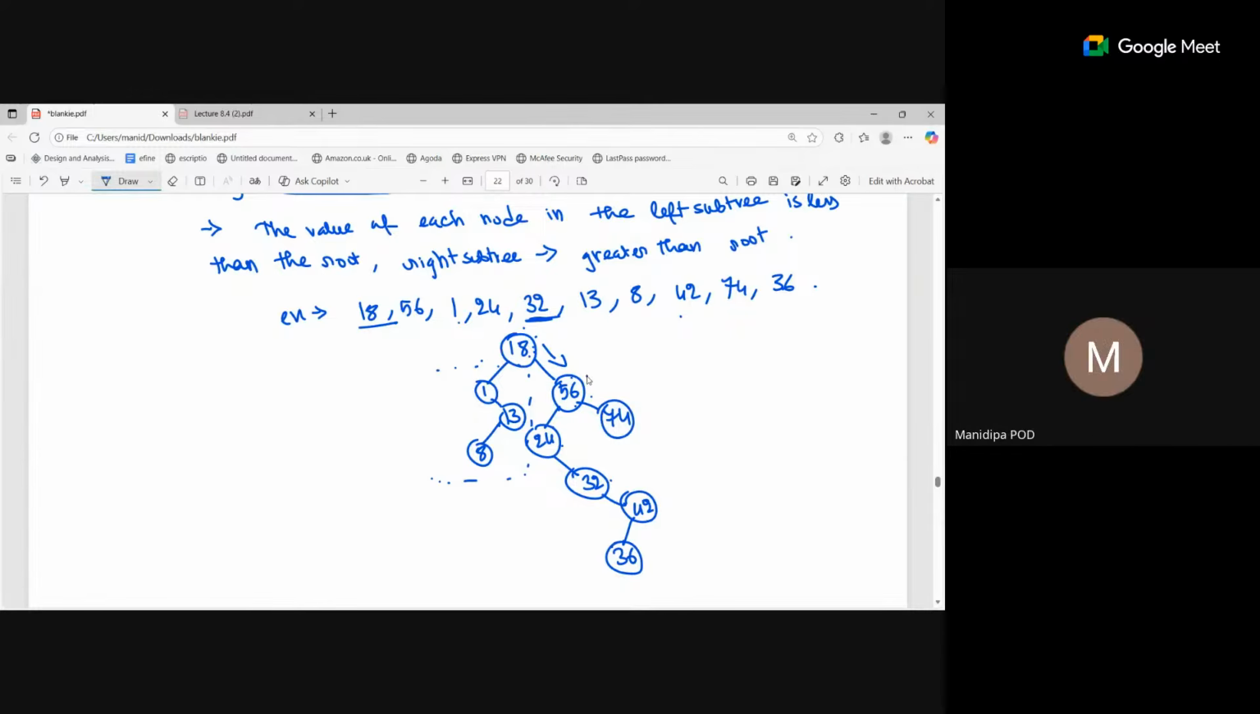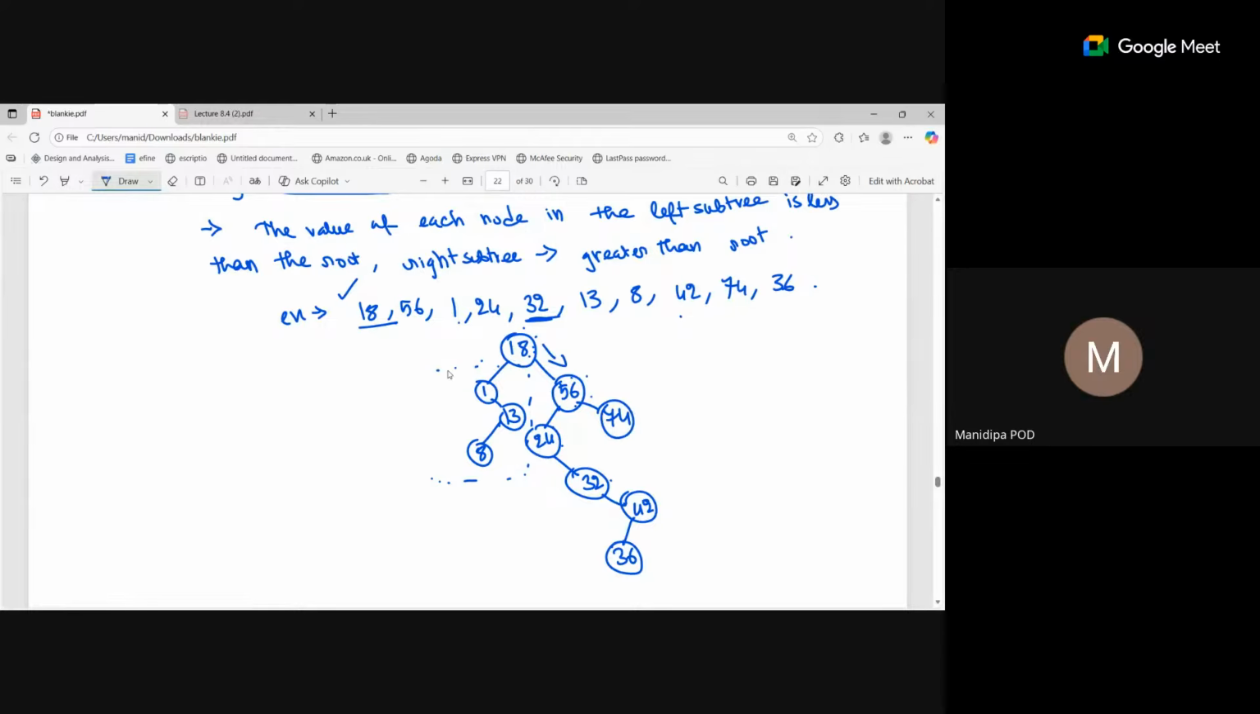Now we have come to 56. In a binary search tree, should the list be sorted or unsorted? List means the values that you're entering. No, there is no sorted order needed. You can enter them in any order. Here I have taken unsorted, just random numbers. In fact, sorted order is not a good idea. I will tell you in just a bit.